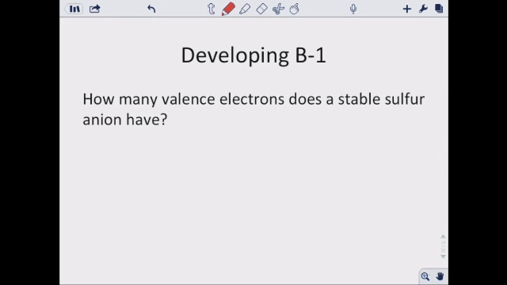So when we're looking at this, it says how many valence electrons does a stable sulfur anion have? And stable is a keyword here. Anion is a keyword, and we're looking at sulfur. Now, since it's an anion, we know that it's going to be negative. You can think anion has an N, N means negative. And so we're going to have a negative charge. And in that negative charge, it wants to be stable.